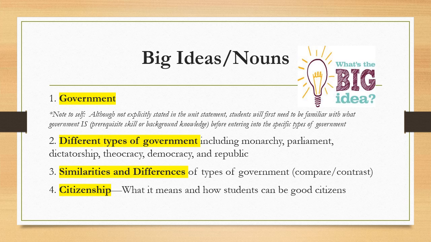Number 2 is for students the different types of government, including all those different types that were mentioned in the standard. Number 3, or the 3rd big idea or noun, are similarities and differences of the types of government. And then number 4 would be citizenship. What does it mean, and how can students be good citizens?